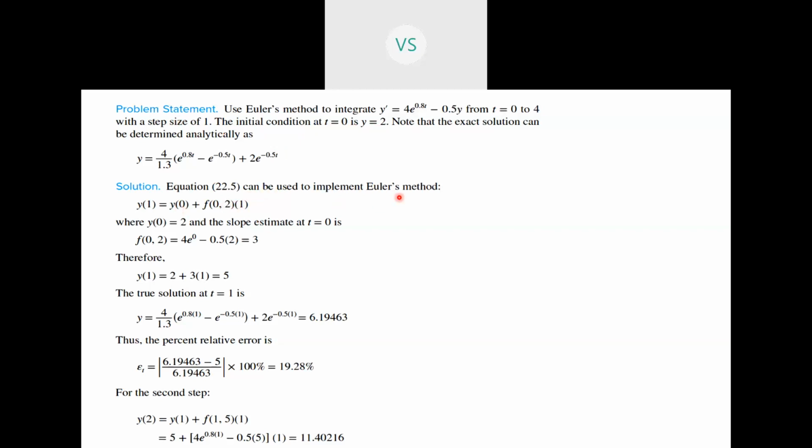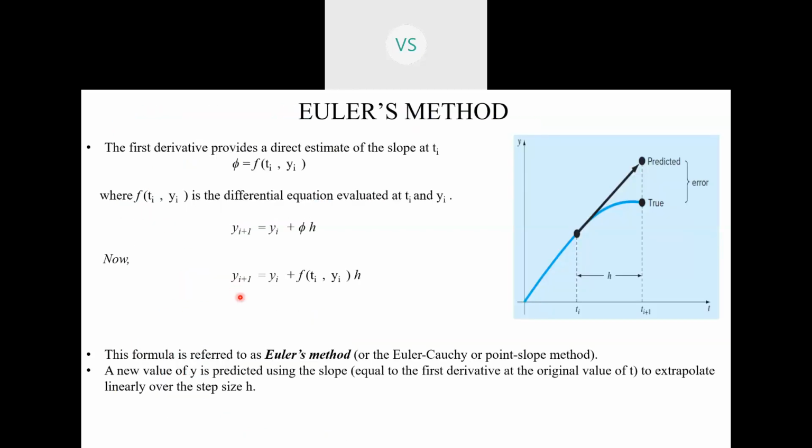Now you have to apply Euler's method over here. So y1 will be equal to y0 plus f0 times h. What we are doing over here is applying the formula y_{i+1} is equal to y_i plus f(t, y) into h. This formula we are applying over here.